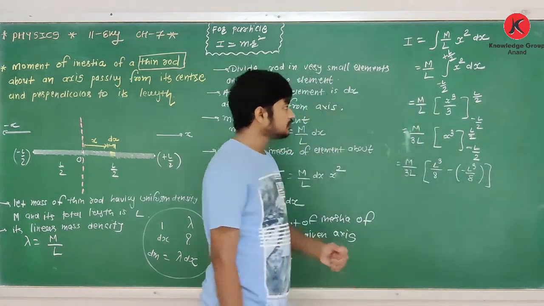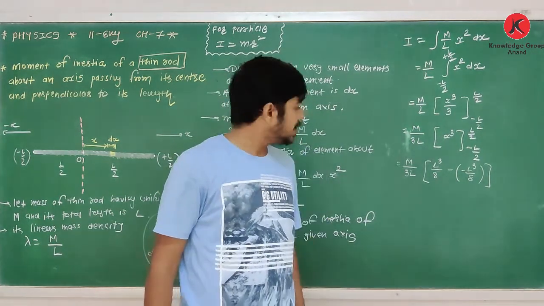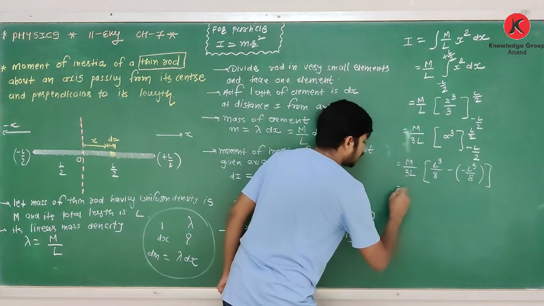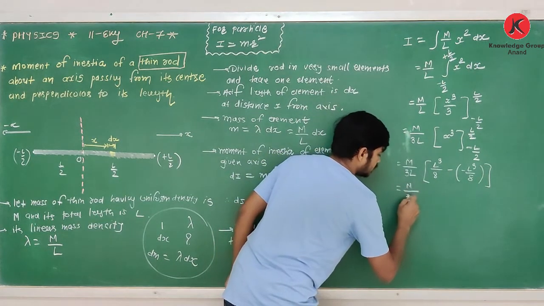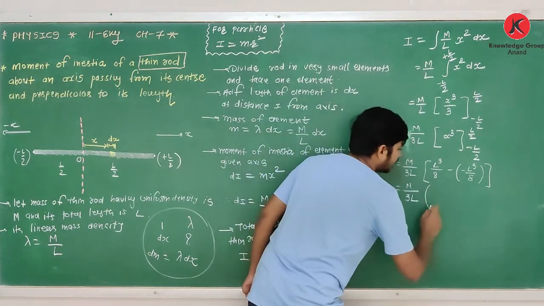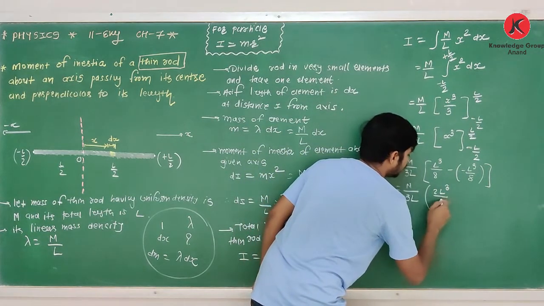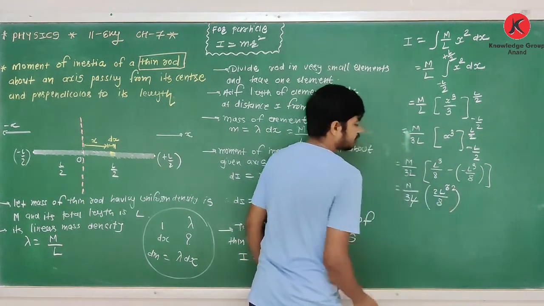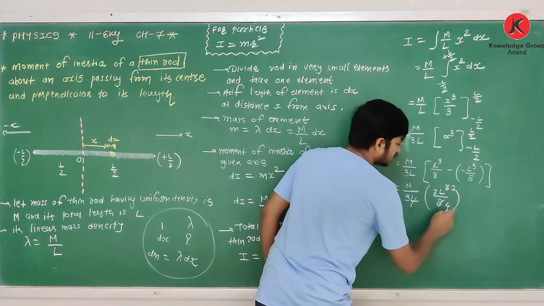Any doubt? Okay. Again, upper limit minus lower limit. So now it is equal to m upon 3L. Minus minus will become plus, so I can write directly it is 2L cube by 8. Okay, so one L cancels, and 2 over 8 is 1 over 4.